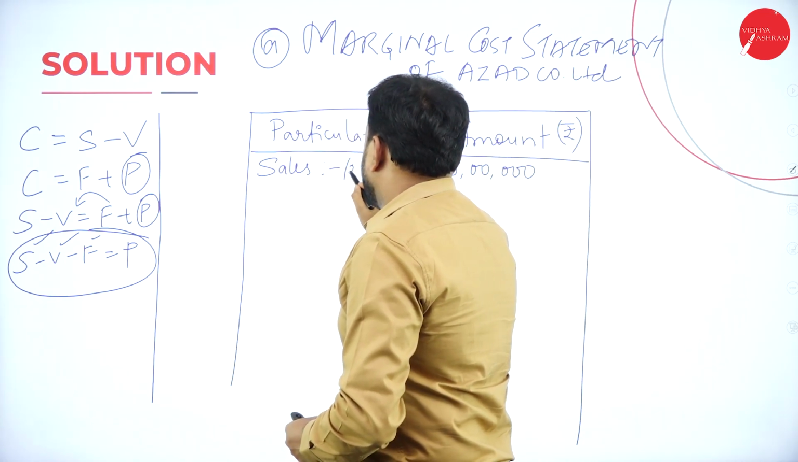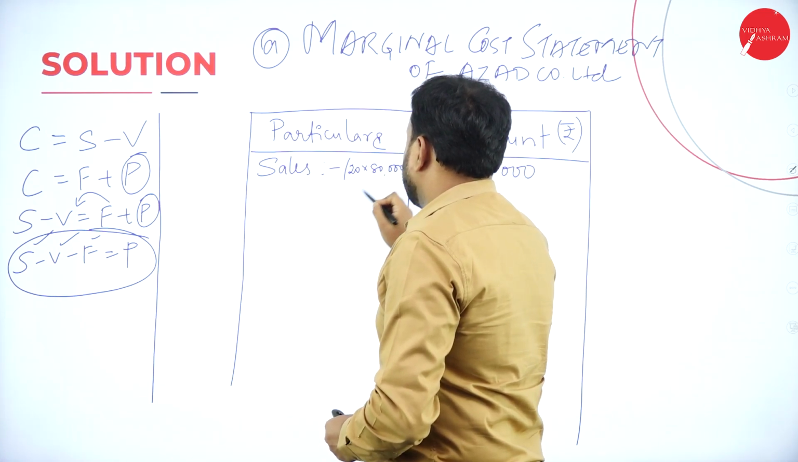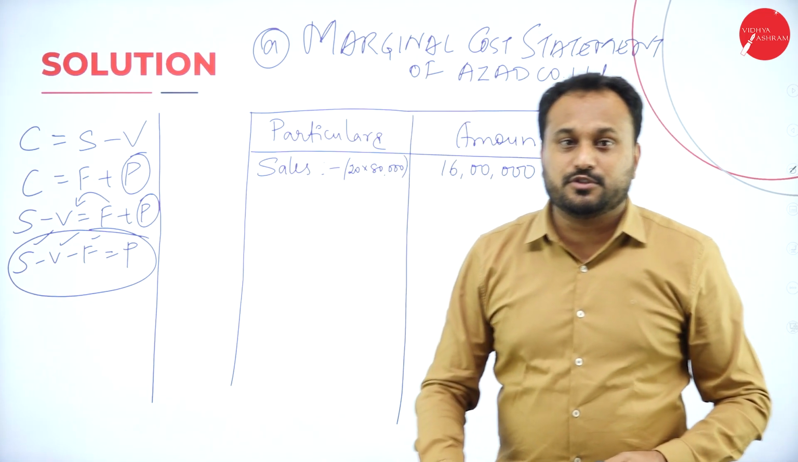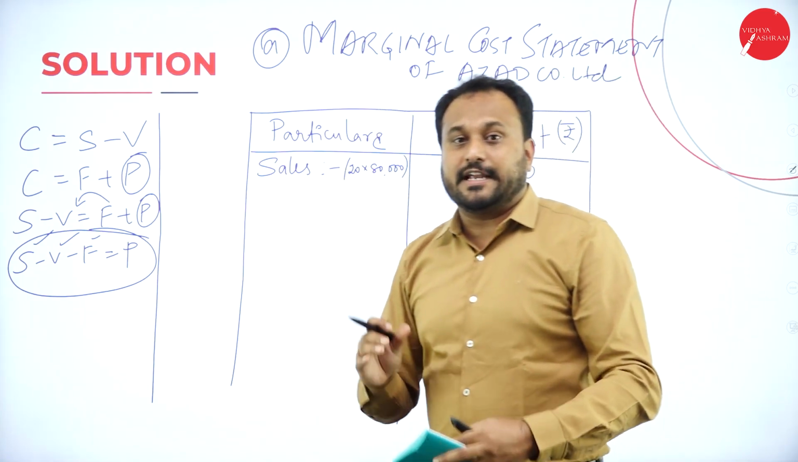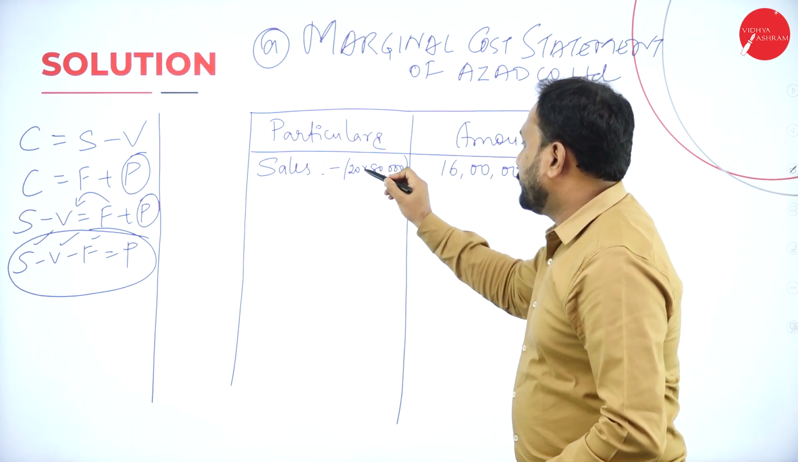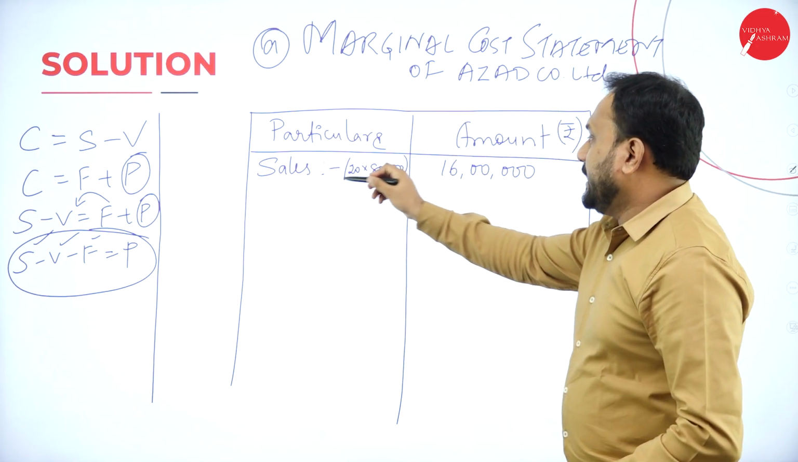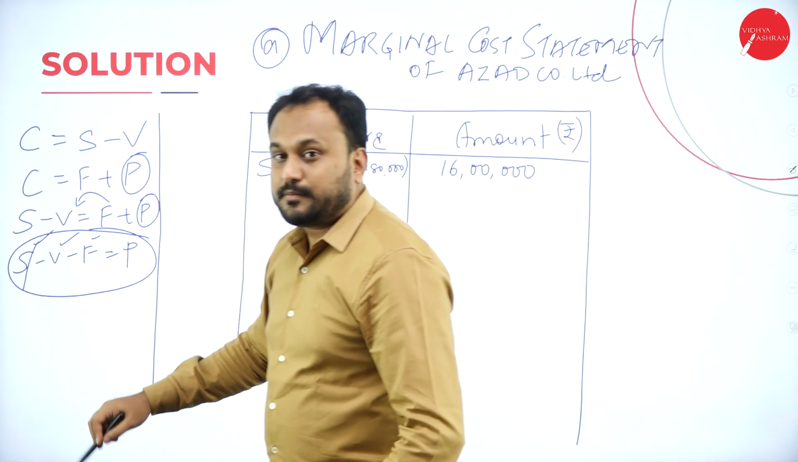Done. What is that I have done here? 20 into 80,000. This is the working note which you are supposed to go. If you have any doubt, what is that you should do? You should have a calculator and just go with the calculation. Now totally 5 zeros you write, 8 2s are 16, done. So sales is done.